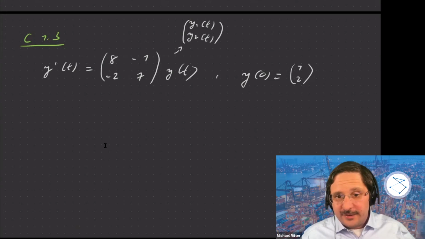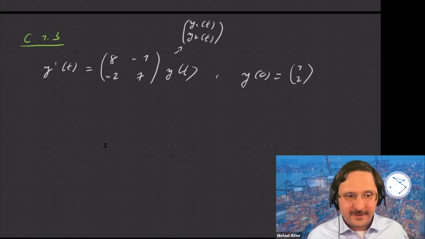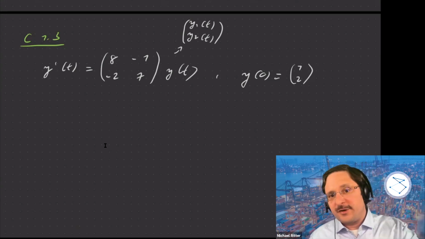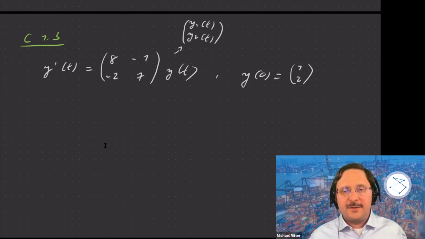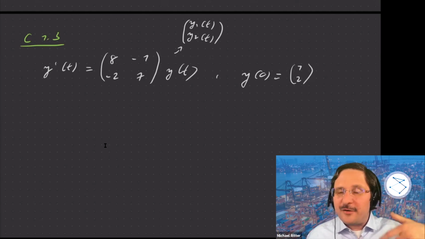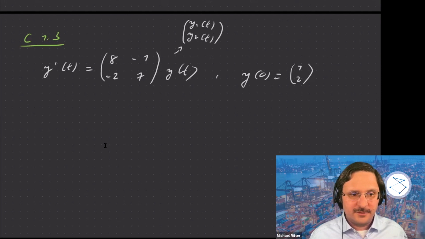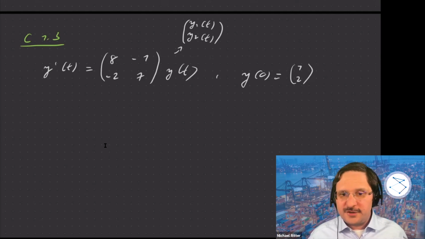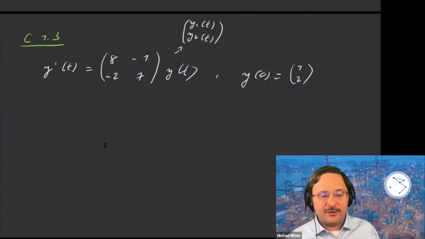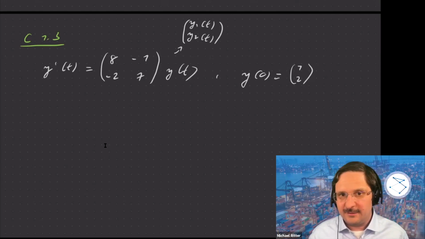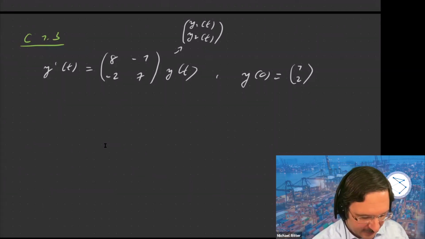Now, I already said what we do is we transform that to a differential equation system with a diagonal matrix, because that would yield 2 decoupled differential equations. And we have already seen how to solve those. So what we need to do first is we need to find out how to diagonalize that matrix A. So that's going to be the first step.